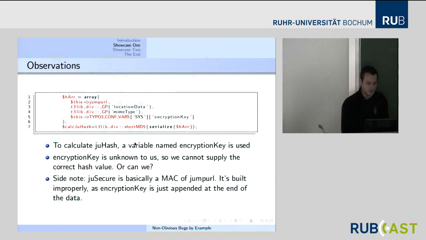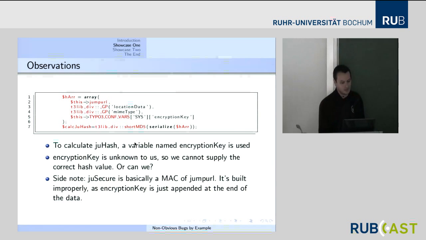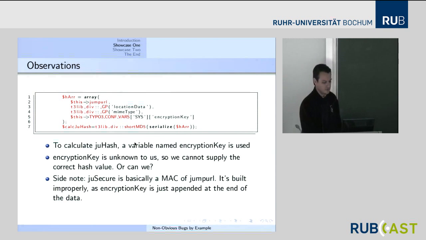As a side note, what they probably actually wanted to do is to build some message authentication code using the secret key that they have in the config file. This is done improperly here because they just appended the encryption key at the end. It's not so important, and this is not a crypto class, so just to mention it, don't do it at home.